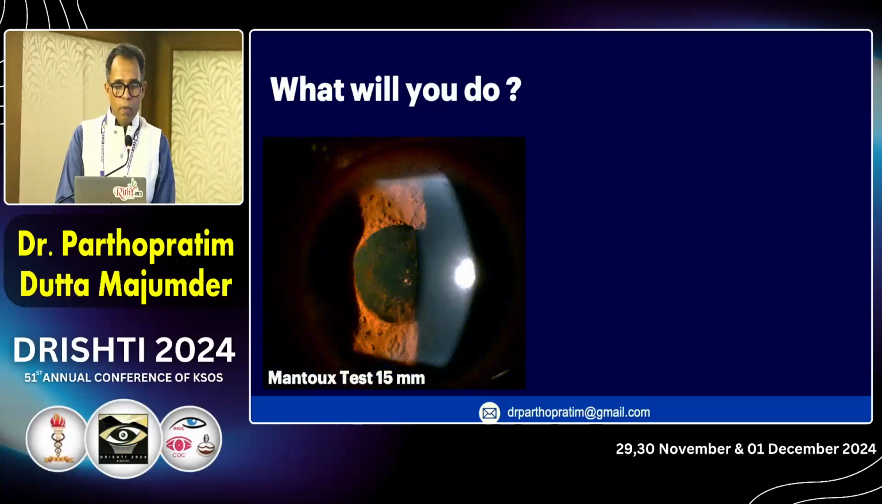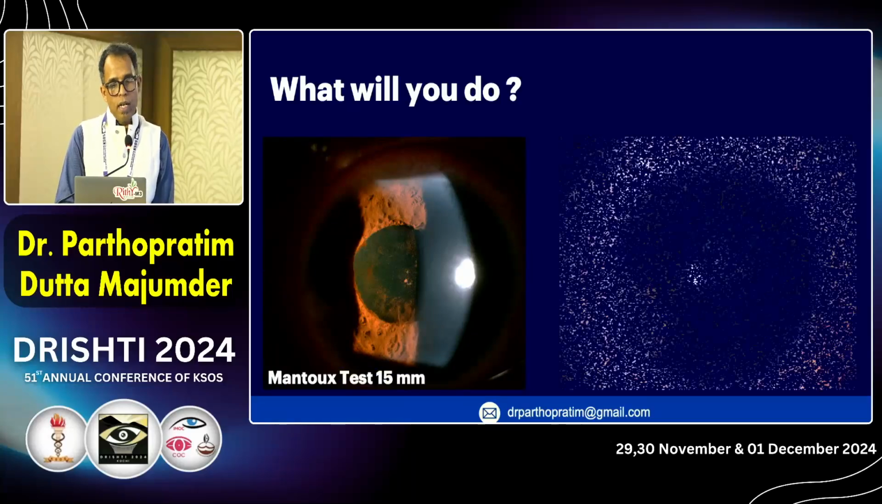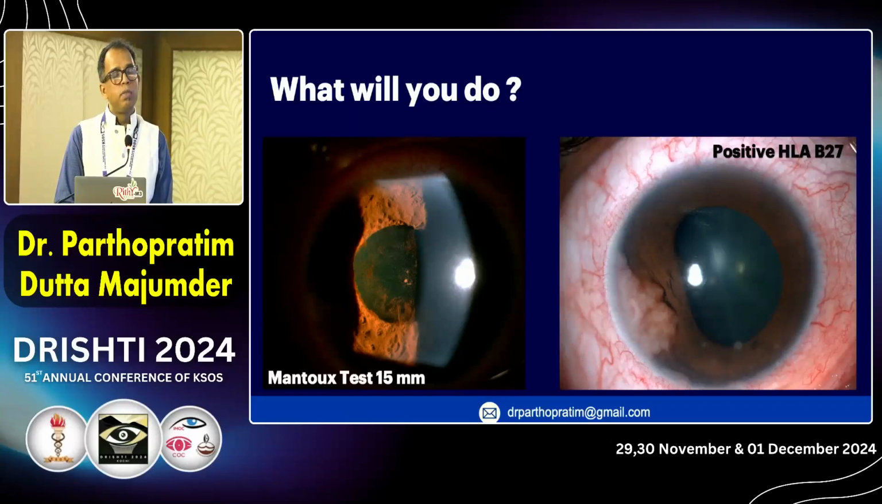You just tell me. In this one, you can see the appearance of a non-granulomatous anterior uveitis, and Montoux test is 15. So will you start ATT? And this is a case which has granulomatous exudates, a lump of cellular aggregates in the anterior chamber, often giving a look of a mass-like lesion, and it's positive for HLA-B27.